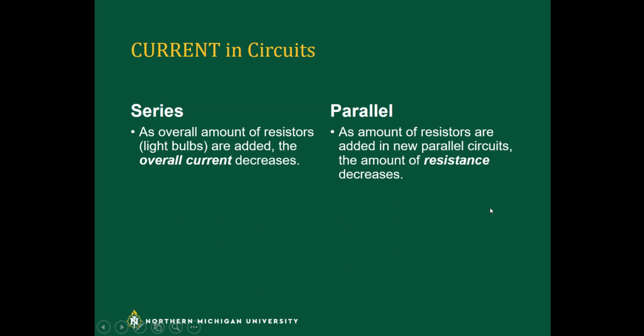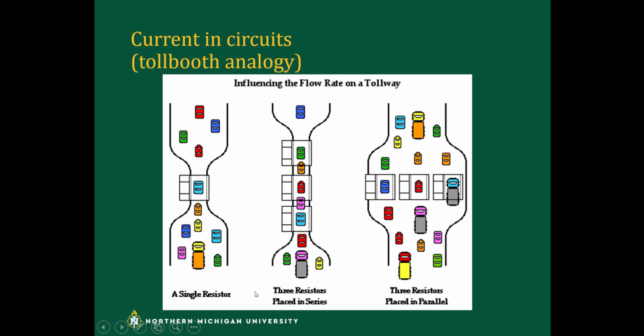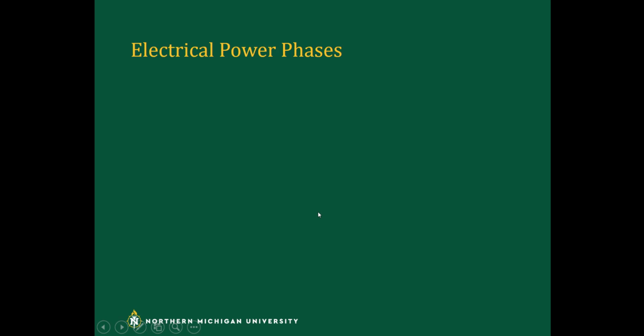So I like to use the old toll booth analogy for this one too. If we have a single resistor on a toll booth, everything gets funneled to that one resistor, right? And we're utilizing all that energy at that point. If we put multiple resistors in series, we're slowing things down even more, right? But if we're adding resistors across parallel circuits, then we're providing additional pathways. Pretty good analogy, not exactly how it works, but pretty close.